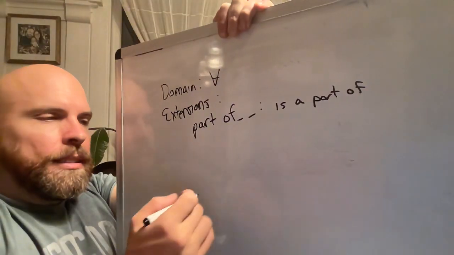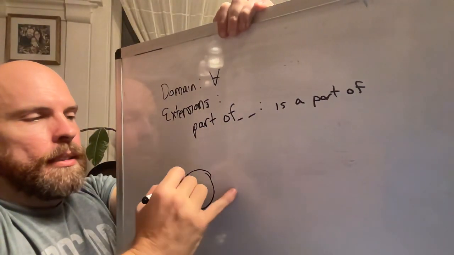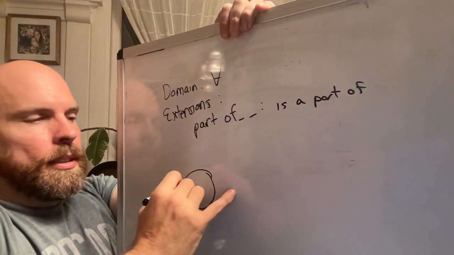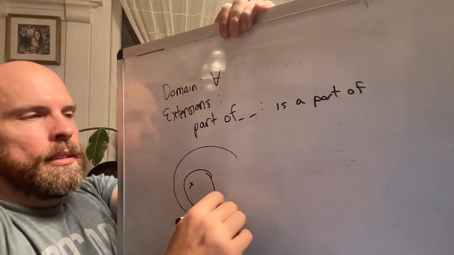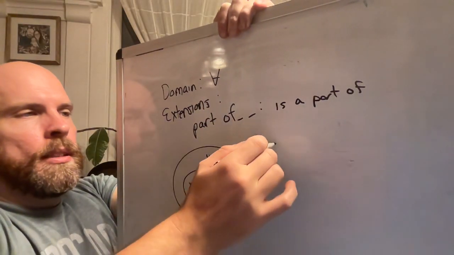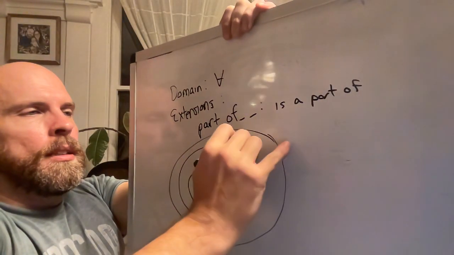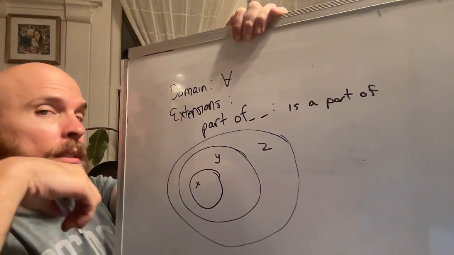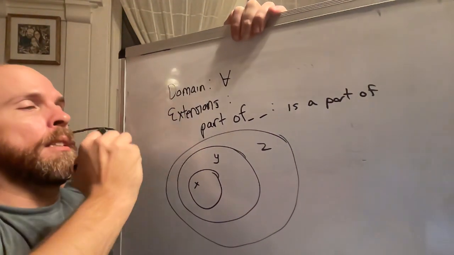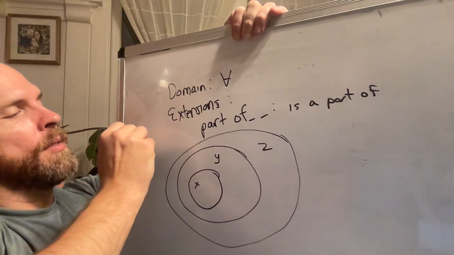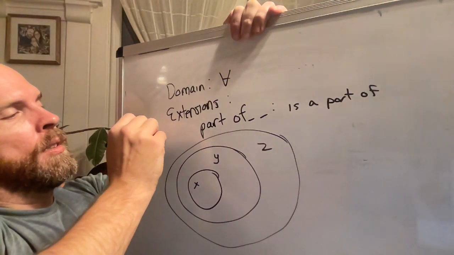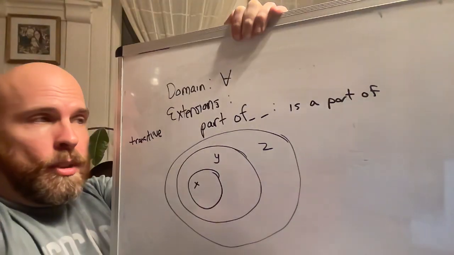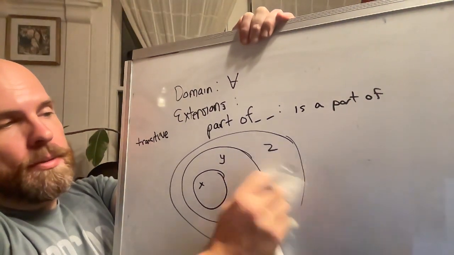Part of. Is it transitive? That is to say, if x is part of y and y is part of z, is x part of z? Ding, ding, ding. Transitive. Parthood is transitive.